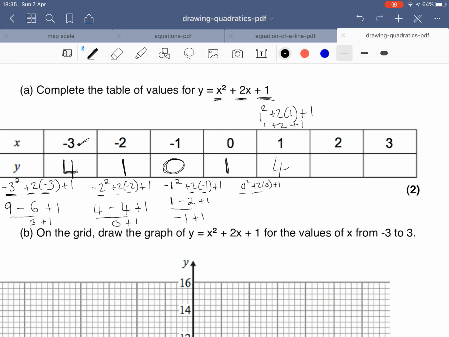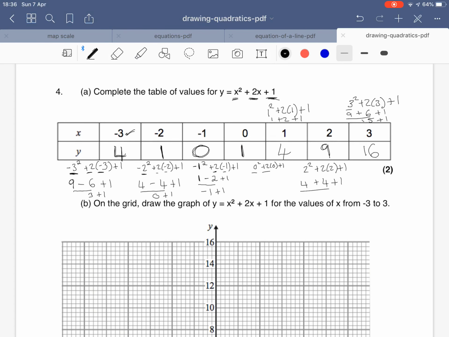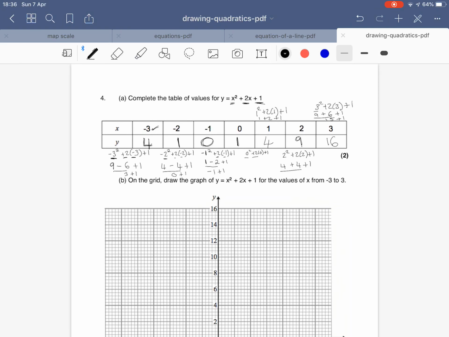Now I'm going to go underneath, going to put it everywhere, lovely. 2 squared plus 2 times 2 plus 1. So 2 squared is 4, plus 2 times 2, which is 4, plus 1, so we got 8, add 1, which is 9. Last one, 3 squared plus 2 times 3 plus 1, so 3 squared is 9, plus 2 times 3, which is 6, plus 1. 9 add 6, 15, add my 1, gives me 16. Write it all out, don't be afraid. They should normally give you a lot more space than that.